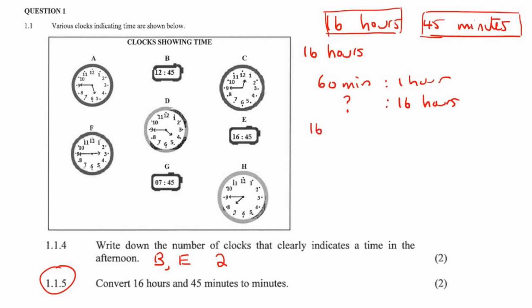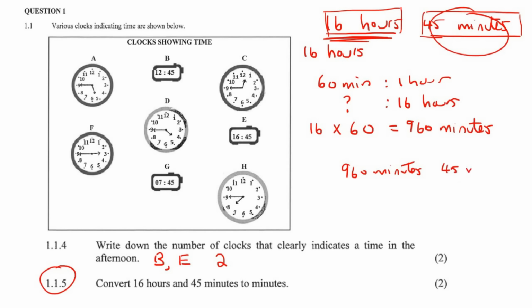Well, you can just say 16 multiplied by 60, and that would give us 960 minutes. So now we have 960 minutes over here, and then 45 minutes over here. So you could just add those two together now because they're both minutes. So you could say 960 plus 45, and that would be 1005 minutes.